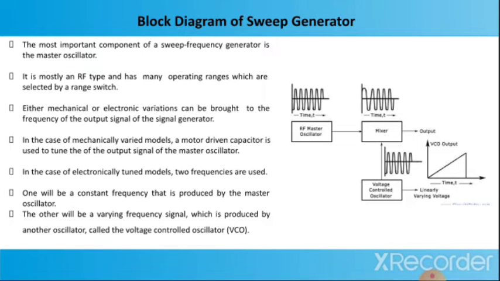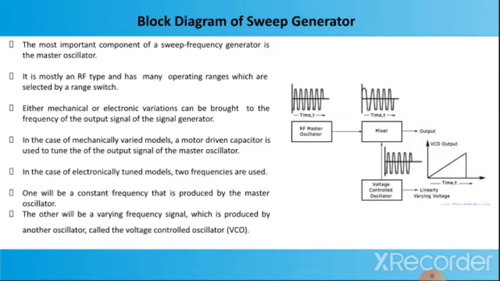Now we'll talk about the block diagram of sweep generator. So the most important component of a sweep frequency generator is the master oscillator. It is mostly an RF type and has many operating ranges, which are selected by a range switch. Either mechanical or electronic variations can be brought to the frequency of the output signal of the signal generator. In the case of mechanically varied models, a motor driven capacitor is used to tune the output signal of the master oscillator. In the case of electronically tuned models, two frequencies are used.